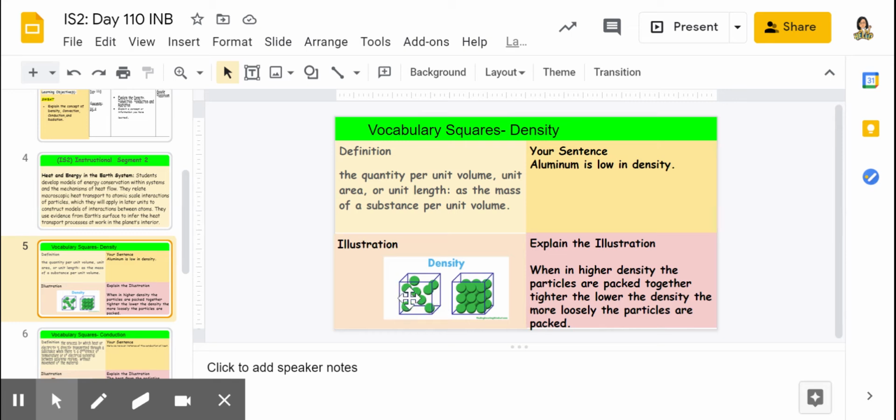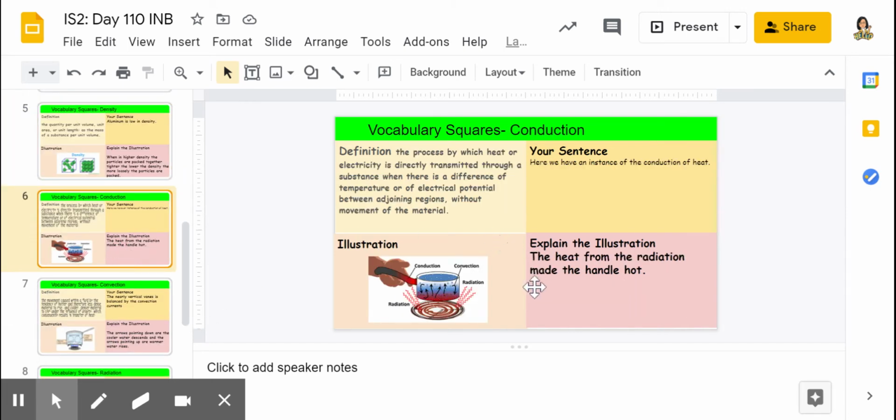One for a gas and one for a solid. When in higher density, the particles are packed together, like this one to the right, and the particles are tighter. They are packed together compared to the other one to the left, in which the particles are loosely packed. Okay, so the density is lower. So we say that the right is denser than the one to its left.